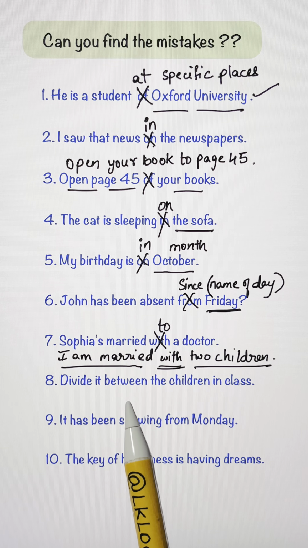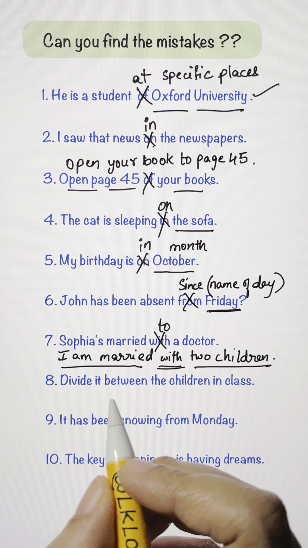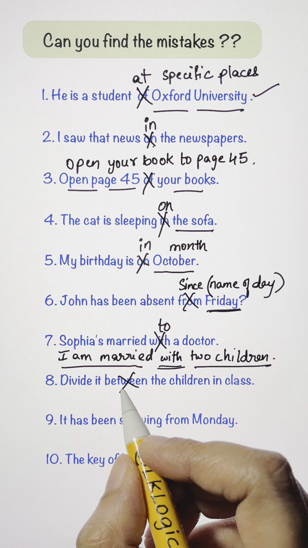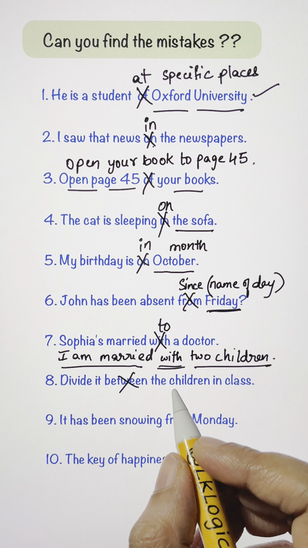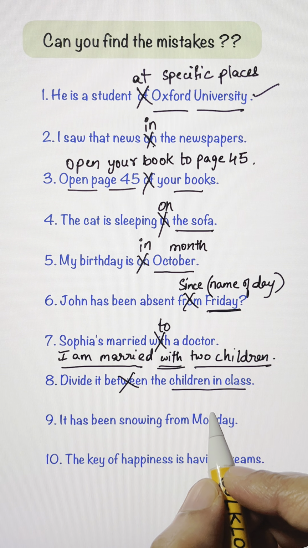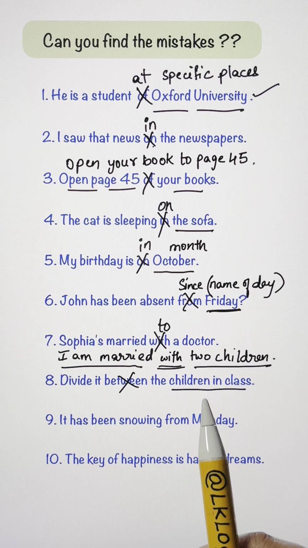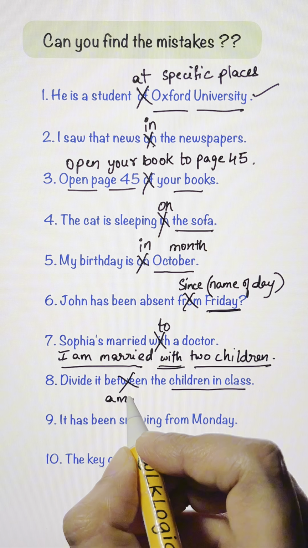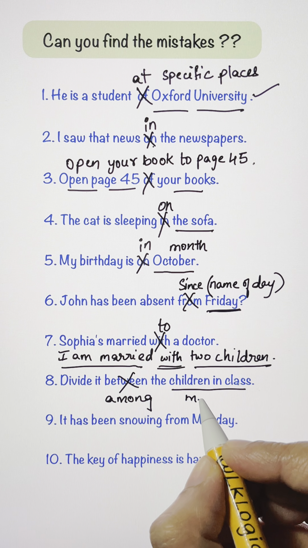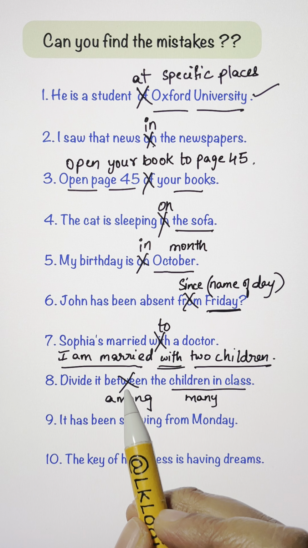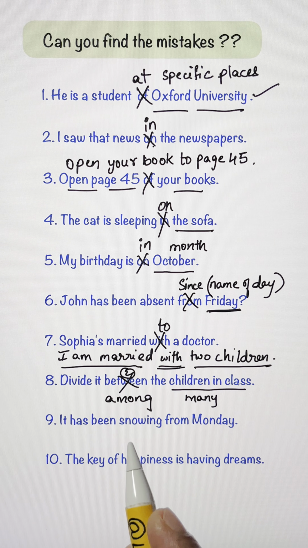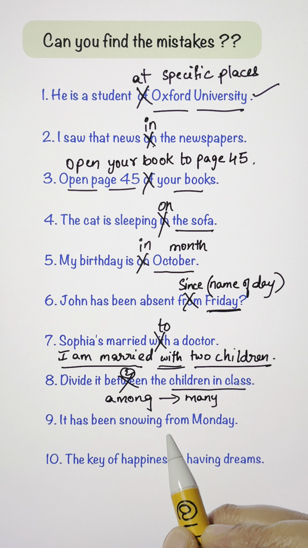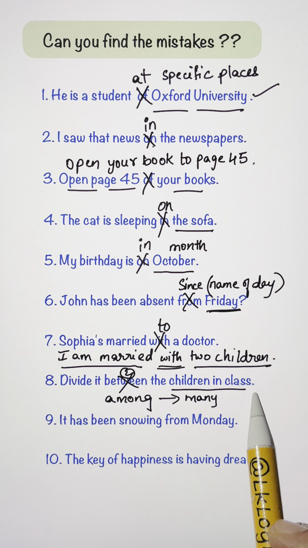Alright? Divided between the children in class. Now what's wrong in this? We don't use between. Between is used when you're comparing two things, two people. Alright? Here we have many children in the class. So when there are many children or many people, we use among. Among when there are many children. Between when there are two people. Between two people. Among many. Alright? Divide it among the children in the class.